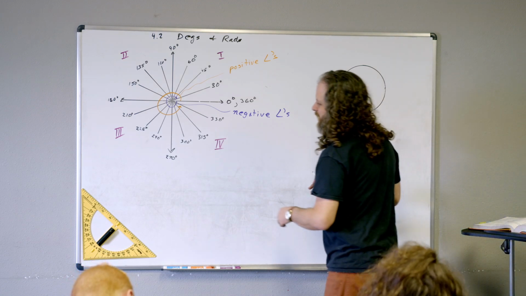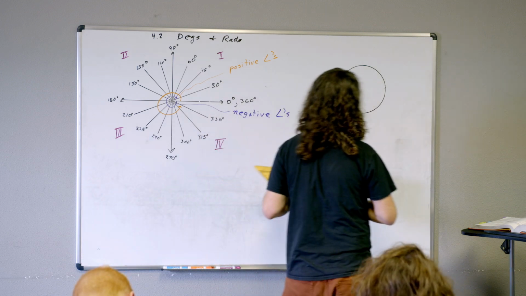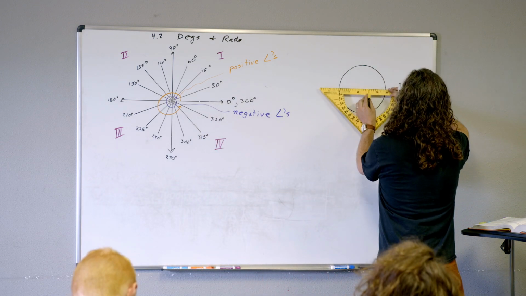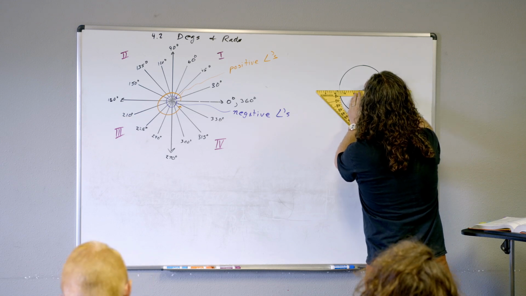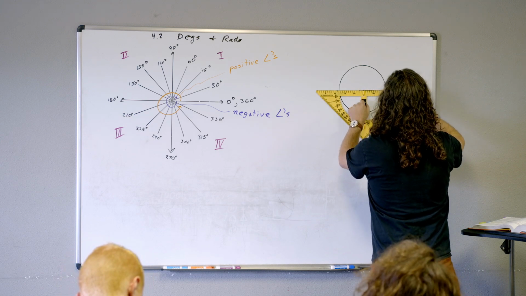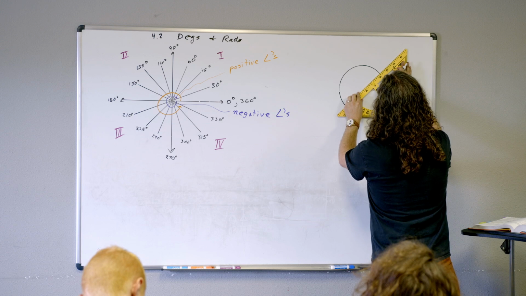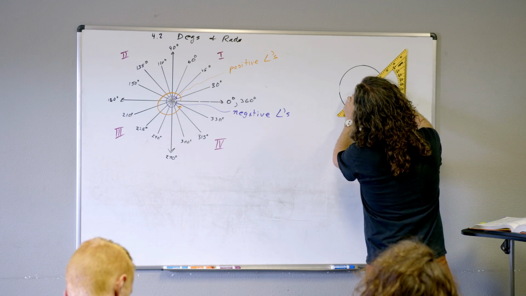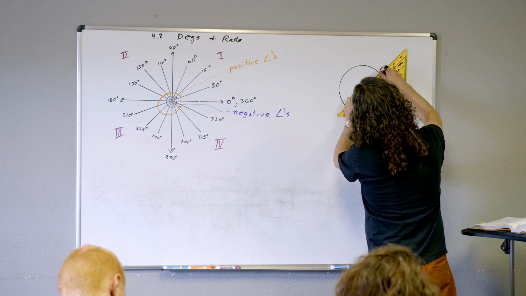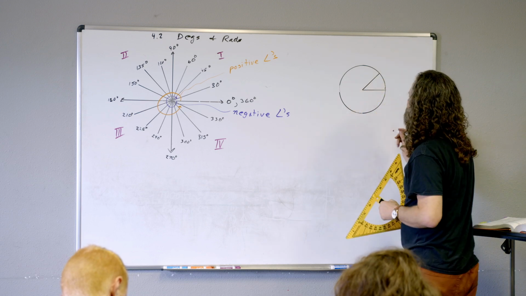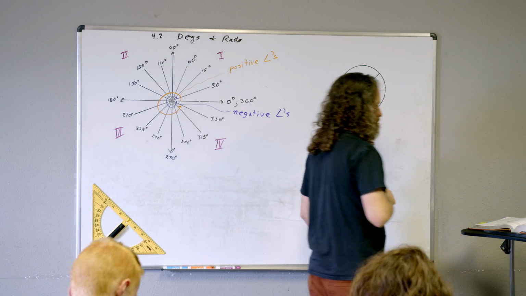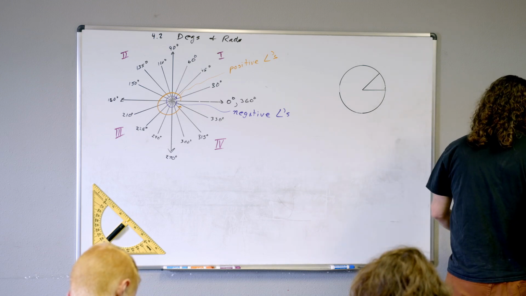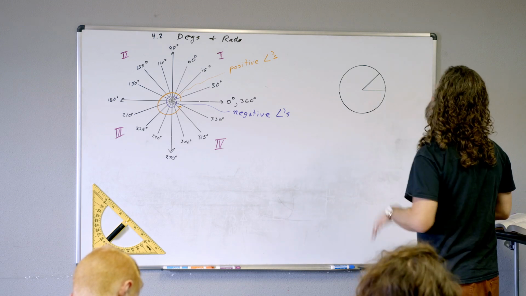Now, we're going to cut a pie piece out of the circle to illustrate what a radian is. Is a radian like a segment of degrees? No, radian doesn't have anything to do with degrees, except it does.